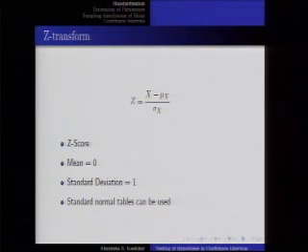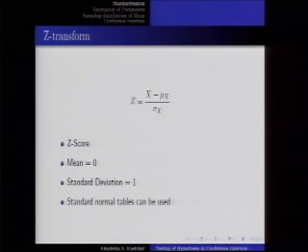Now as we can see, if I compute the expectation of z, it would be 1 by sigma_x times the expectation of (x minus mu_x), so it would be 0. And if I compute the variance of z, it would be 1 by sigma_x squared times the variance of (x minus mu_x), so it would be 1. So this new random variable z has 0 mean and unit variance, and thus we say that it is in the standard format. This is known as the Z transformation, and it is known as the Z-transformed random variable.